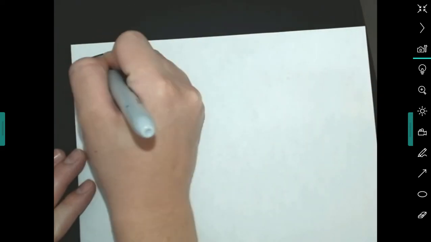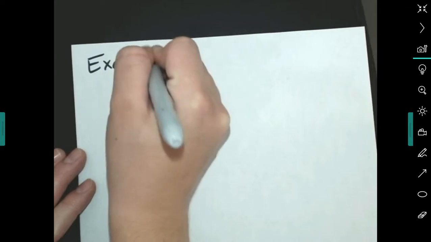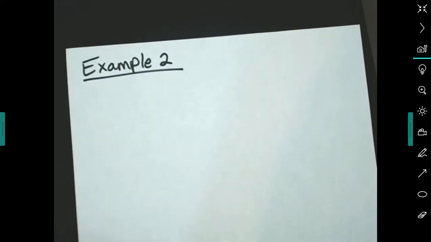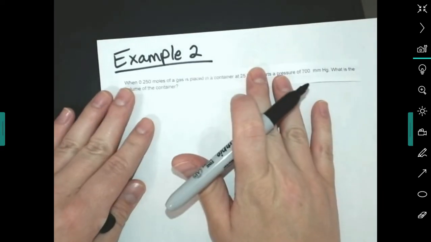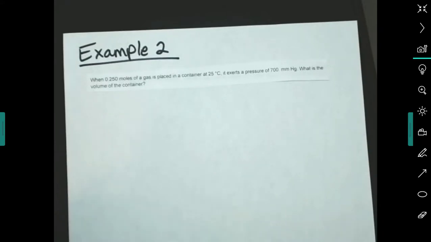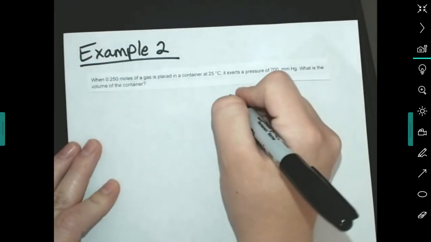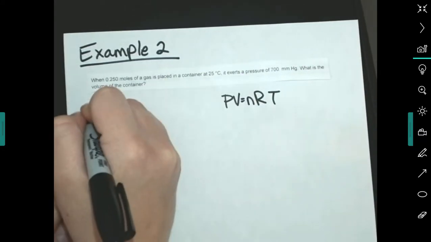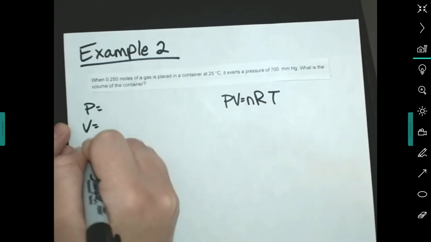I'm going to try to keep this video somewhat short. So one more example. Let's do example number 2. Flip your paper over. Example 2. We are going to use our PV equals nRT equation. So let's write down everything we know, all of our variables.